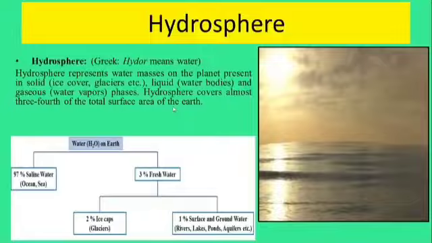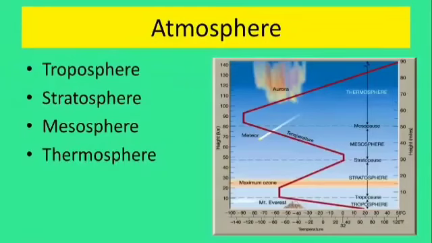The third component of environment is atmosphere. Atmosphere is the outer blanket of gas which surrounds our planet Earth. This atmosphere can be subdivided into different layers, for example troposphere, stratosphere, mesosphere and thermosphere. The troposphere is the layer which is present just adjacent to Earth. It exists up to an altitude of approximately 10 to 16 kilometers, that is 16 kilometers at the equator and 8 kilometers at the pole.